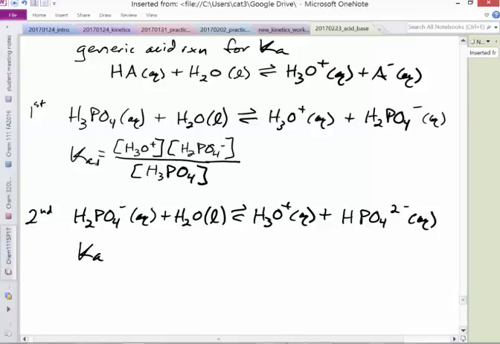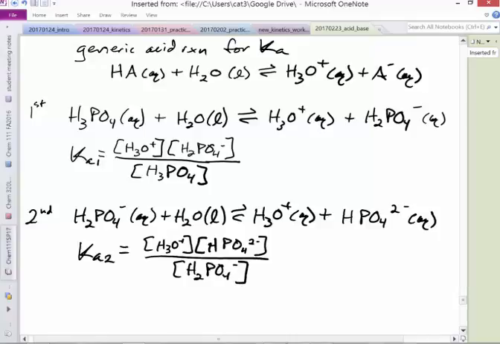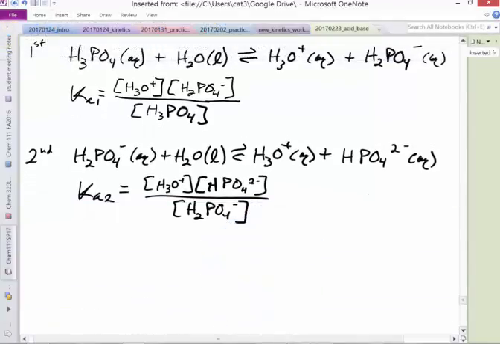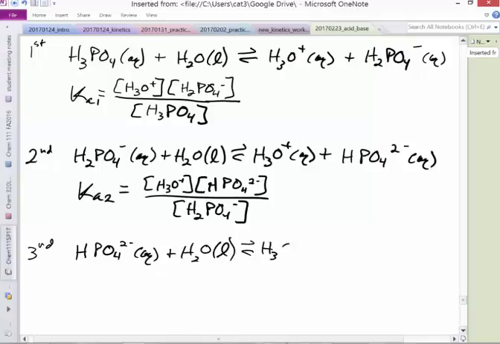And Ka, let's put Ka1 and Ka2. This is again H3O plus, HPO4 2 minus, and H2PO4 minus. Similar structure, but different chemicals. Always products over reactants, but now you might find a different value if you look them up. You can do it again. Get rid of the third Ka.